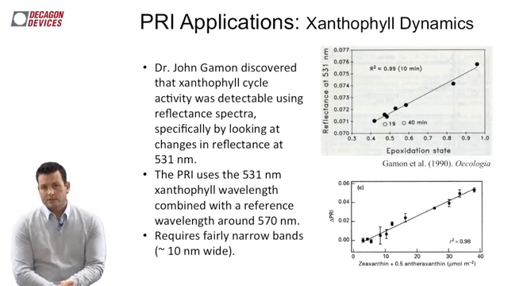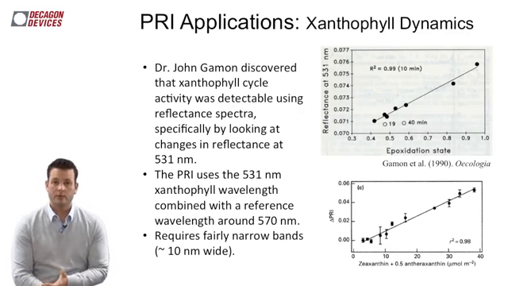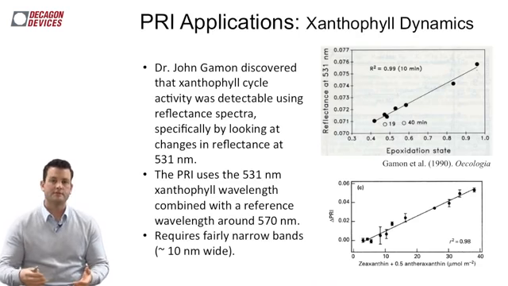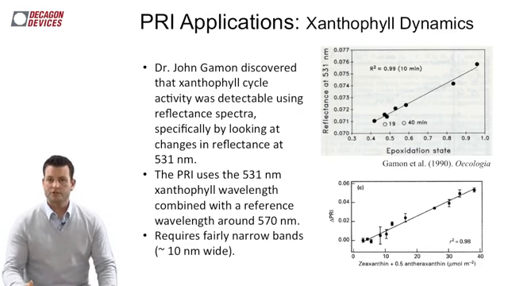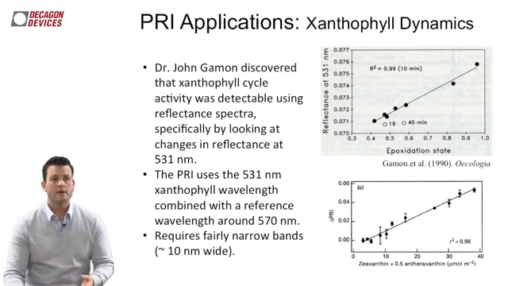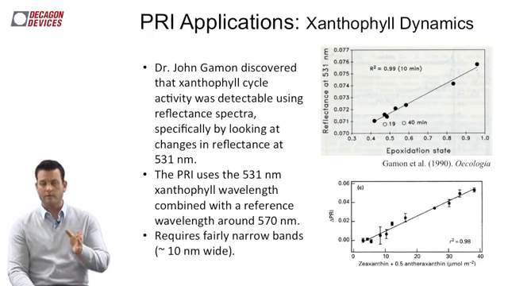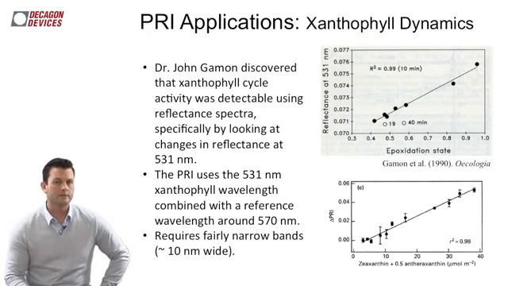Okay, so naturally, since I told you a few slides ago that the PRI was designed to estimate light use efficiency through xanthophyll dynamics, one way to use the PRI would be to capture those temporal dynamics in light use efficiency through the xanthophyll cycle activity. The use of the PRI began when Dr. John Gamon discovered that the xanthophyll cycle activity was detectable using reflectance spectra, and specifically he found that the reflectance at 531 nanometers was most sensitive to changes in xanthophyll.